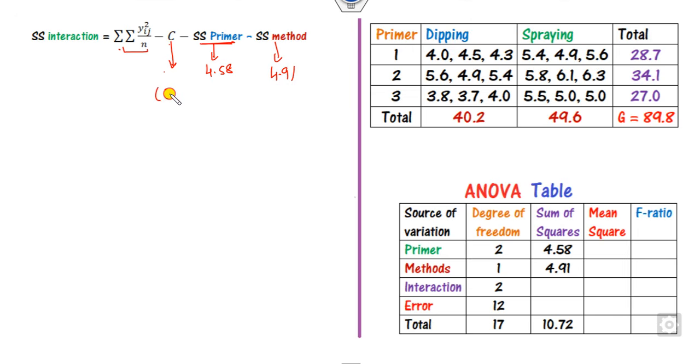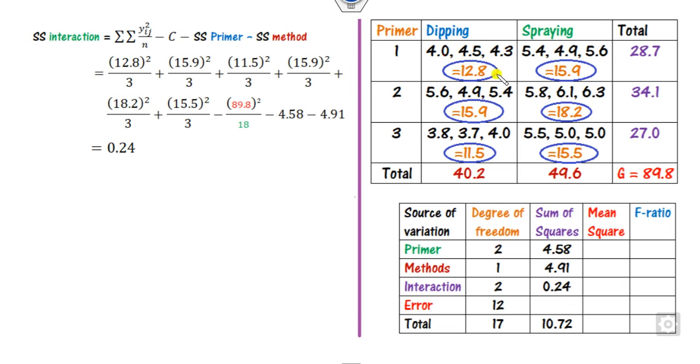This number we already obtained as 89.8 squared divided by 18. Now our target is to find this number. What is the meaning of that? This is the interaction. So this interaction means this element. What is the total of these three elements? You can find the total of each of these pairs. Total of this is here. Total of this is this, this, and so on.